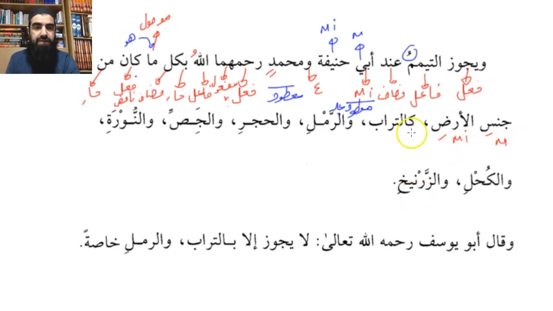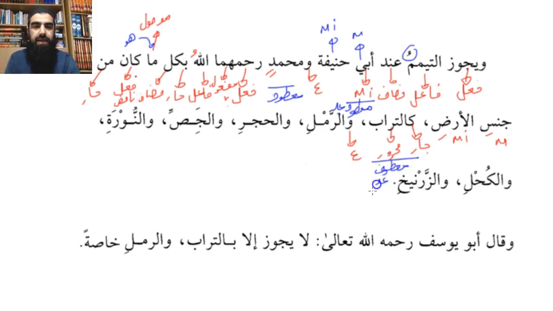Now the mudaf plus the mudaf ilayhi put together, what is that going to become? So we'll wait for now. Kaf is jar, turab is majroor, waw is ataf. Okay, now they're all going to be ataf. All of these words, ramal and hajar and jis and nora, are all going to be ataf onto turab. So turab is majroor, therefore all of these words have to be majroor as well.